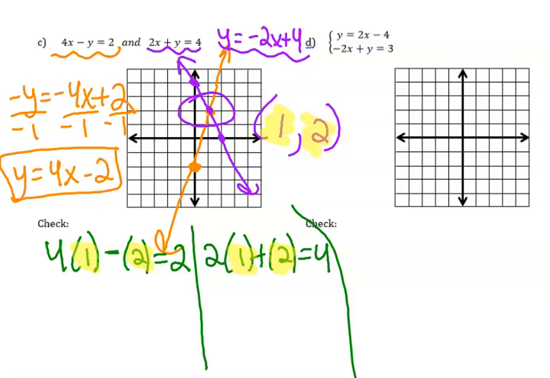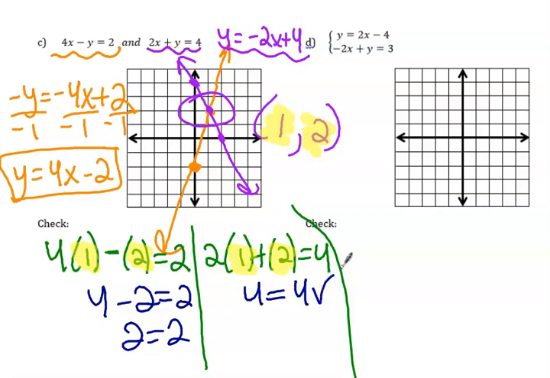So 4 minus 2 equals 2. Awesome. And then on this side, 2 times 1 is 2. 2 plus 2 is 4. And 4 equals 4. So isolating y, graphing both lines, finding what the solution is by where they intersect. Where do they cross? And then checking.